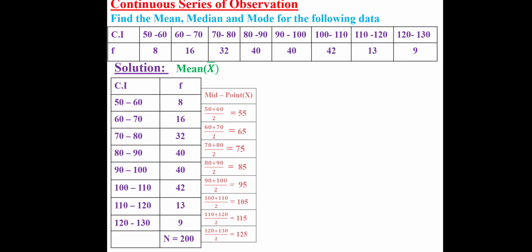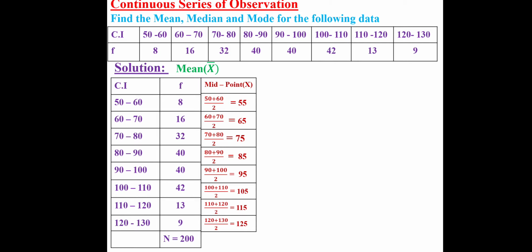So we need to find the midpoints. 50 plus 60 divided by 2 is 55. 60 plus 70 divided by 2 is 65. 70 plus 80 divided by 2 is 75. 80 plus 90 divided by 2 is 85. 90 plus 100 divided by 2 is 95. 100 plus 110 divided by 2 is 105. 110 plus 120 divided by 2 is 115. 120 plus 130 divided by 2 is 125. So we can find them.